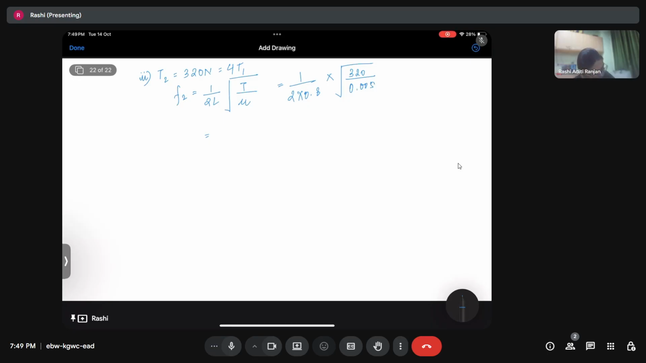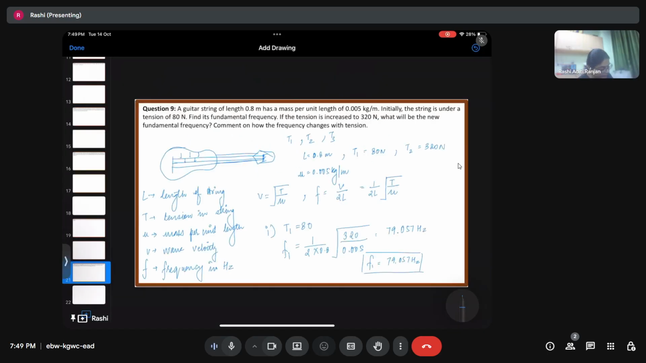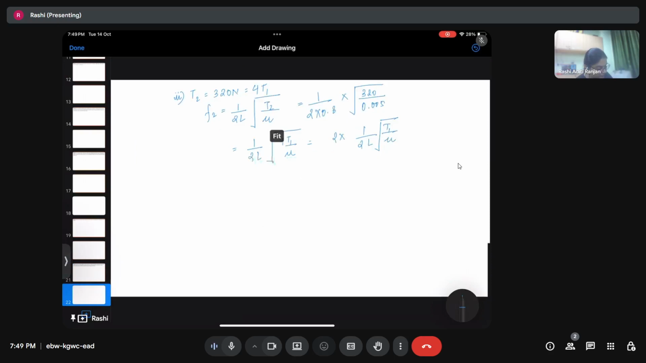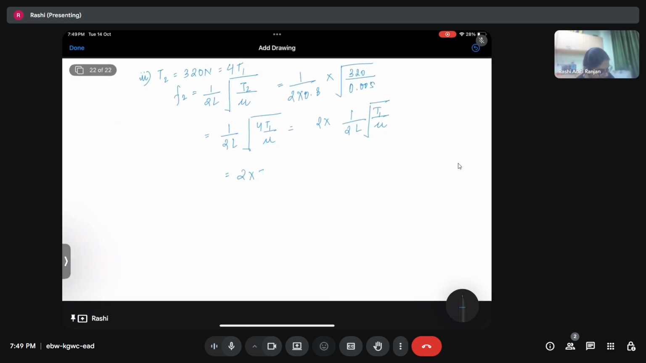So we can write it as 1 by twice of L under root of 4 times of T1 by mu, which is nothing but 2 into 1 by 2L under root of T1 by mu, where we have already evaluated the value of that, 79.057. 2 into 79.057 hertz, which will turn out to be around 158.11388 hertz. This is F2, right?